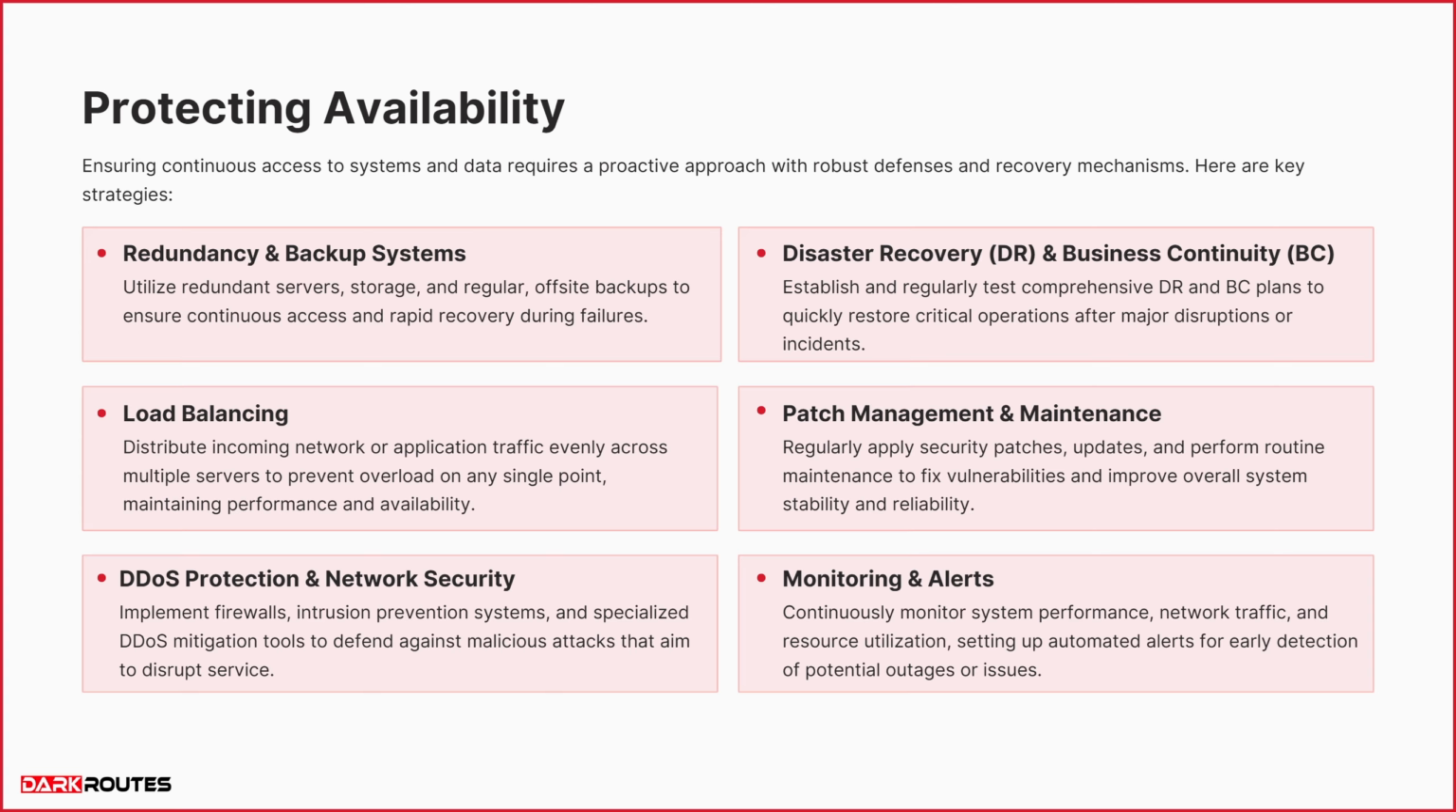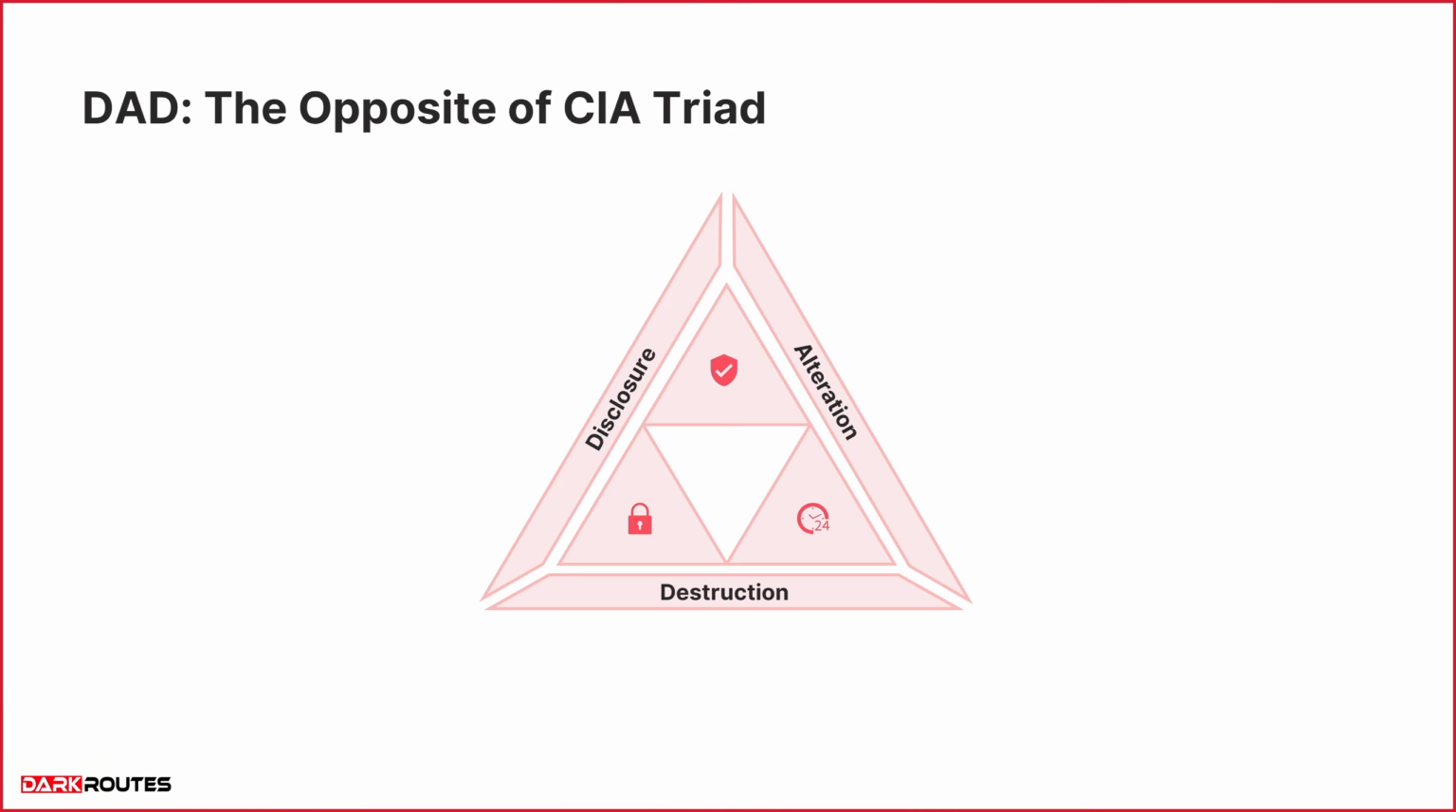So now we have talked about confidentiality, integrity, and availability. When we talk about security, we often talk about protecting the data. But what happens when the protection fails? That's where the concept of DAD comes into the picture, which stands for disclosure, alteration, and destruction, the exact opposite of the CIA Triad. Now let's break it down.